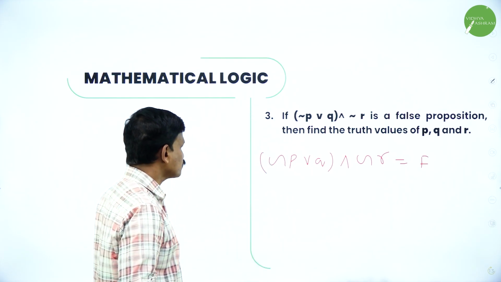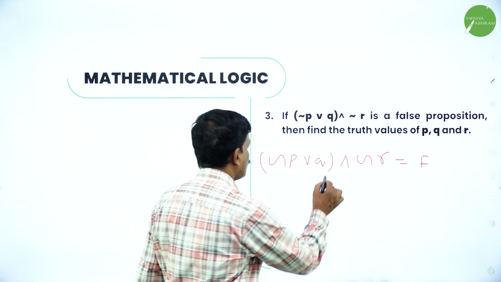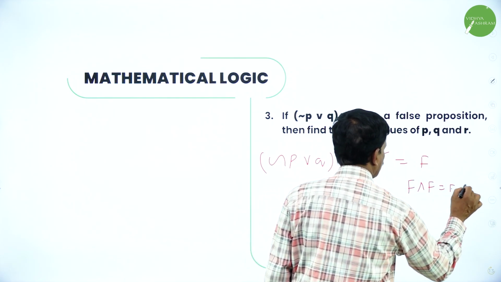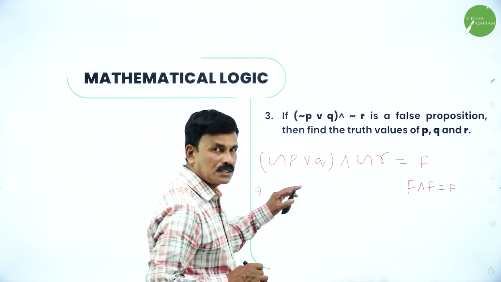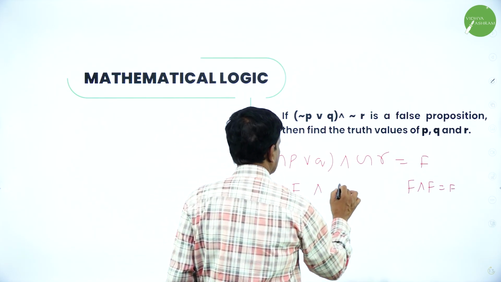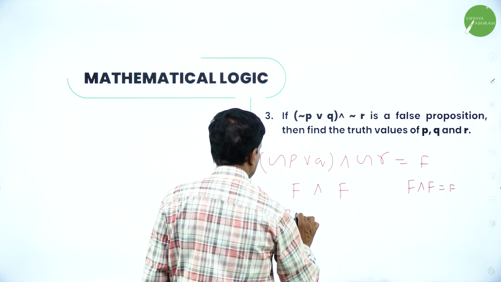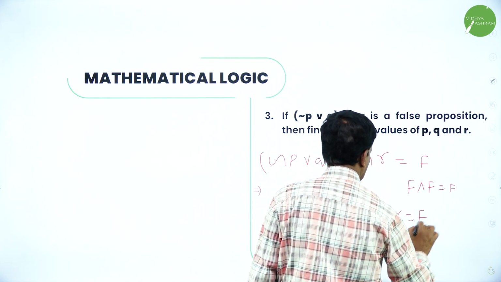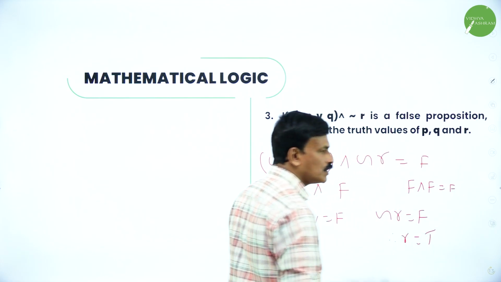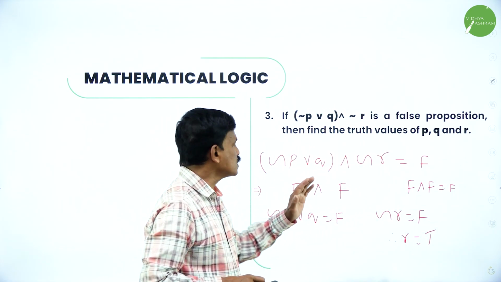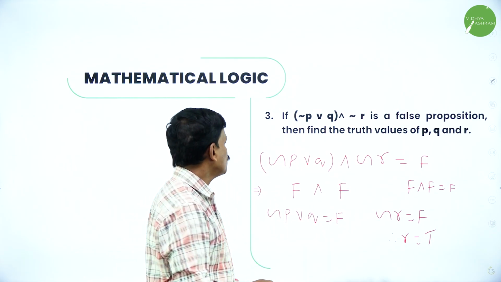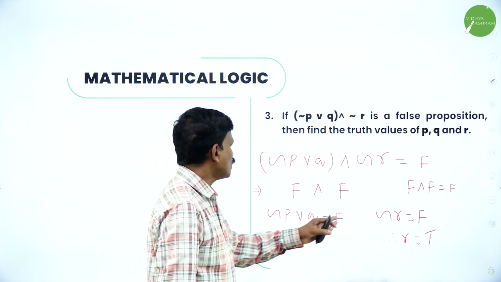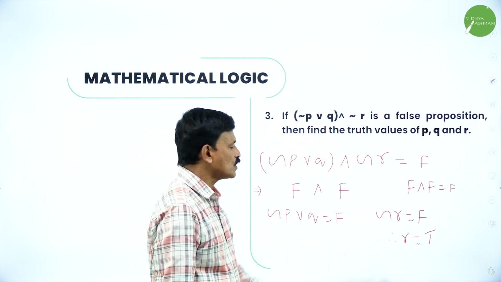Okay. Now listen. Here this is conjunction. Conjunction is false means it should be false and false is equal to false. So this implies this statement is false. Conjunction false. That means negation of P disjunction Q is equal to false, and negation of R is equal to false, therefore R is equal to true you will get. Right. See, conjunction is false means false and false is false. So here negation of P disjunction Q is false and negation of R is equal to F, therefore R is equal to T.